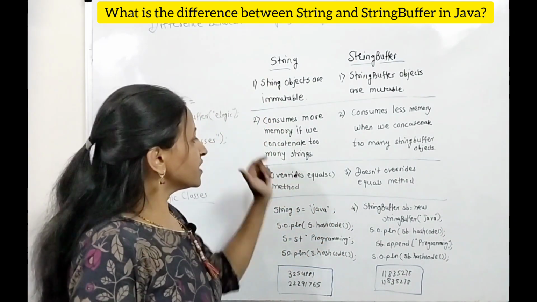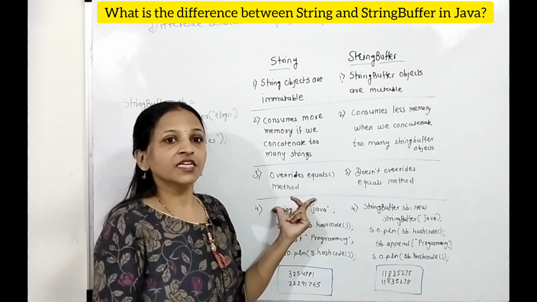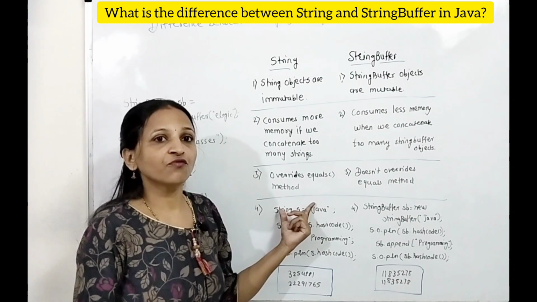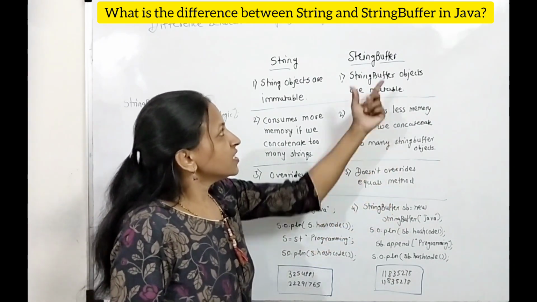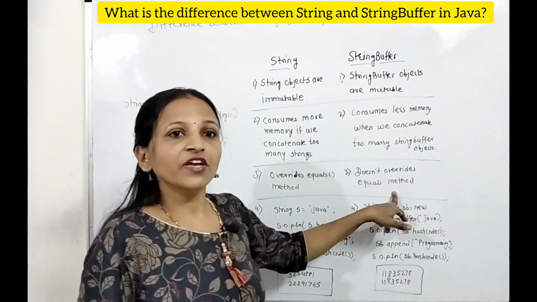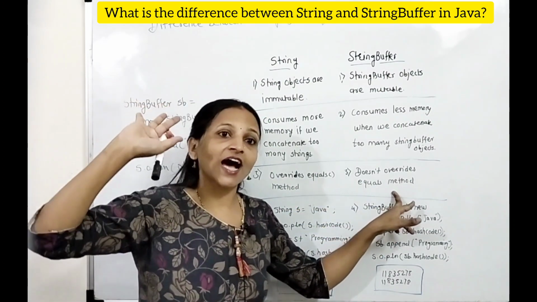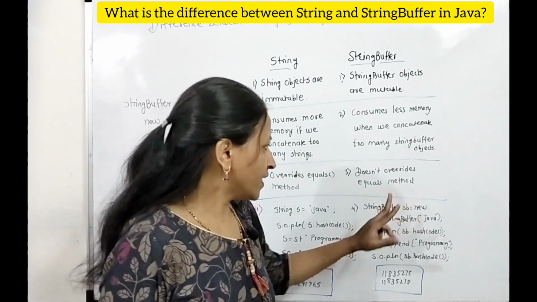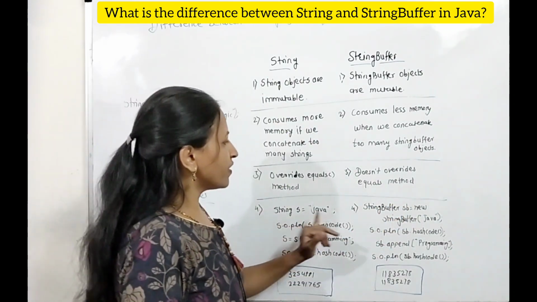But in the case of strings, that is overridden in the String class, so it will check for contents. StringBuffer is not overriding this equals method. It will use the Object class equals method. It will not override that. Getting it? Now the next thing is, here I have given two examples.